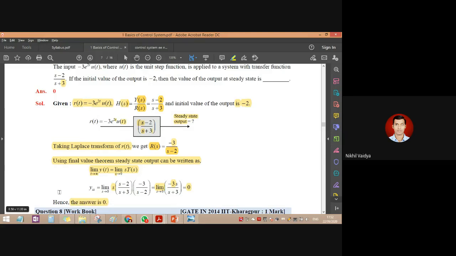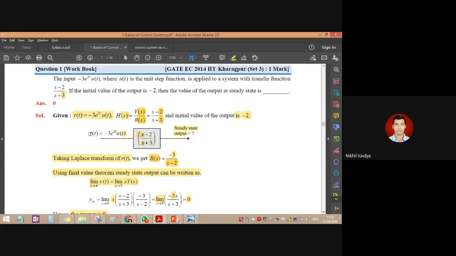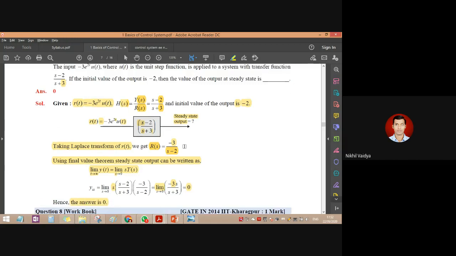So we get the answer for this system when the input is a unit step input multiplied by the exponential function, minus 3 into e raised to t. The steady state output we get is 0. So we used the final value theorem here. Again, remember, when we use the final value theorem on the Laplace transform function, we can apply the limit and get its value.